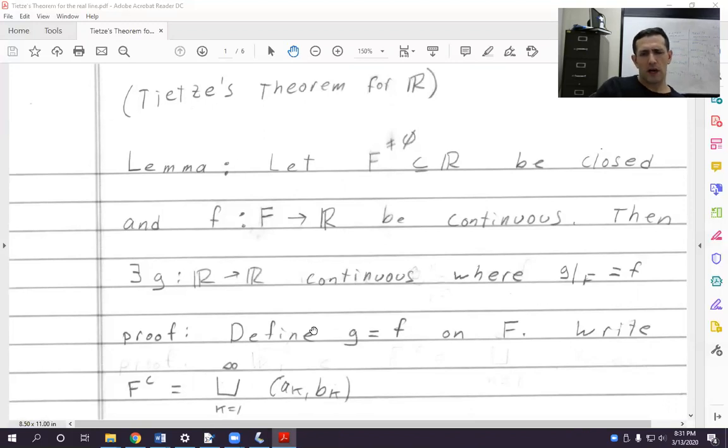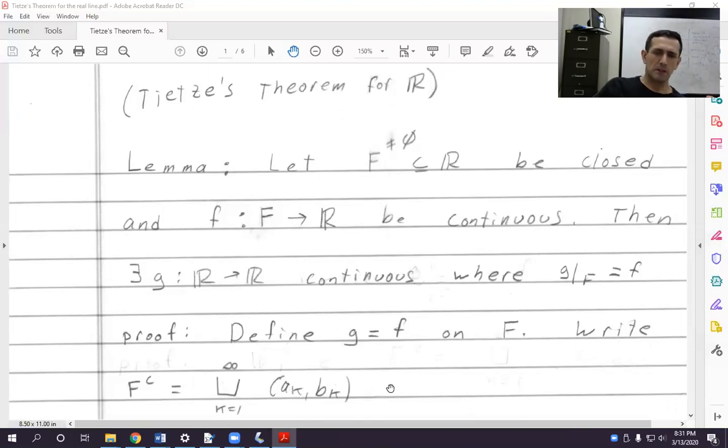Well, on big F, g has to be little f because g restricted to big F is little f. It's an extension. So define g to be little f on big F. Okay. And big F is closed, so its complement is open. So write the complement as the disjoint union of open intervals.